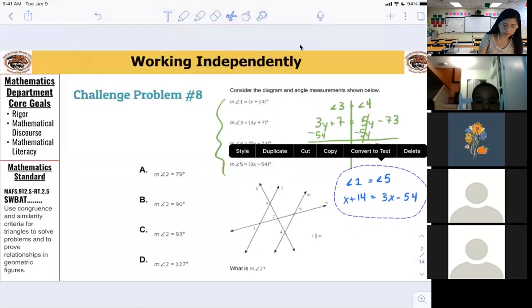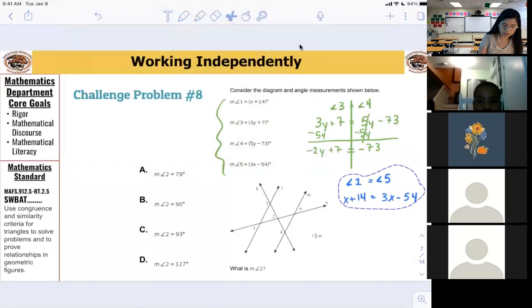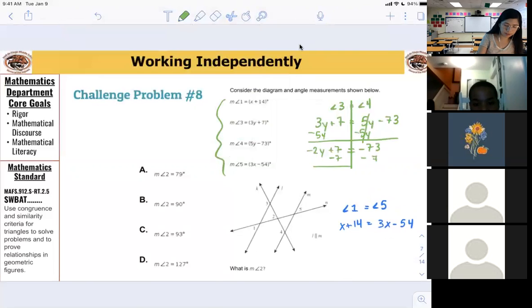Okay, subtract 7. Negative 73 minus 7. Careful. Negative 80. Negative 2y is equal to negative 80. So when I divide by negative 2, I get y equals 40. Y equals 40.